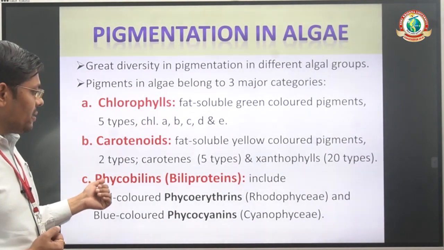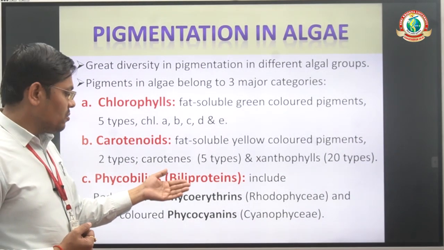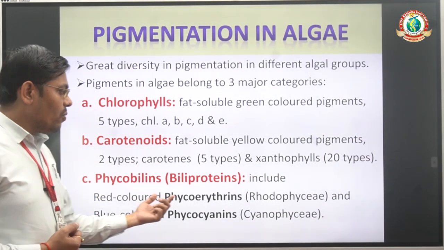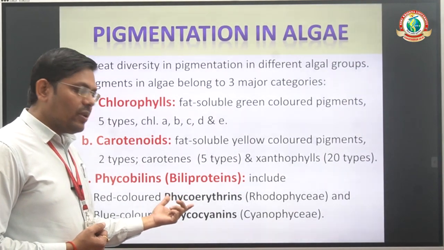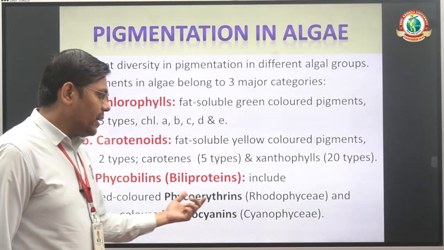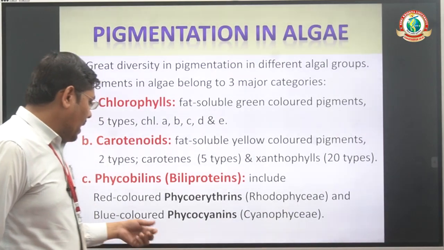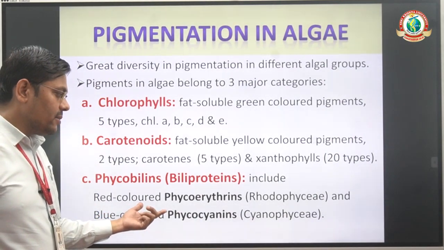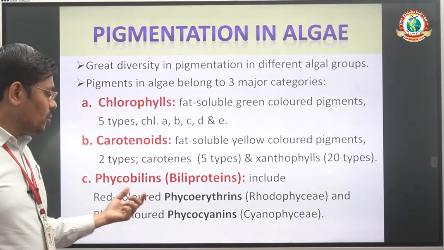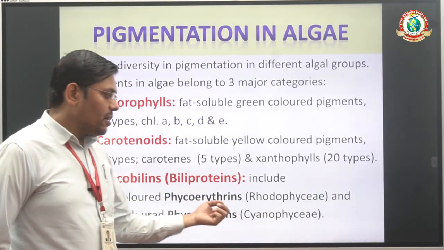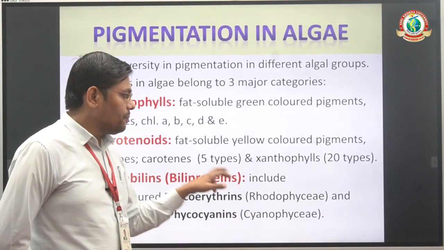Next are phycobiliproteins, which include the red colored phycoerythrin and the blue colored phycocyanin. Phycoerythrin is a pigment found in Rhodophyceae, and phycocyanin is a blue color pigment found in the members of Cyanophyceae.